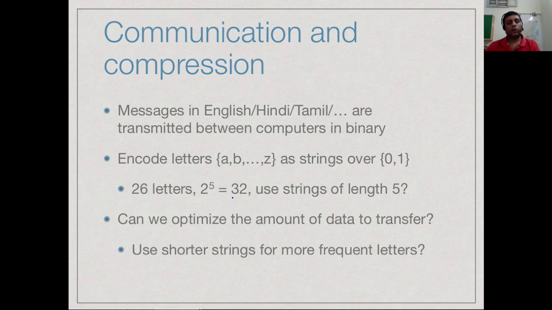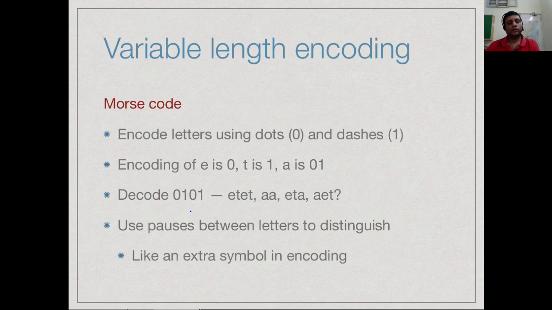So now a natural question is, can we do something clever about using different length encodings for different letters so that more frequent letters get sent with shorter encodings? Can we optimize the amount of data we actually transfer in order to send a message from one place to another? This brings us to the idea of having a variable length encoding, where we use strings of different lengths for different letters in the alphabet.